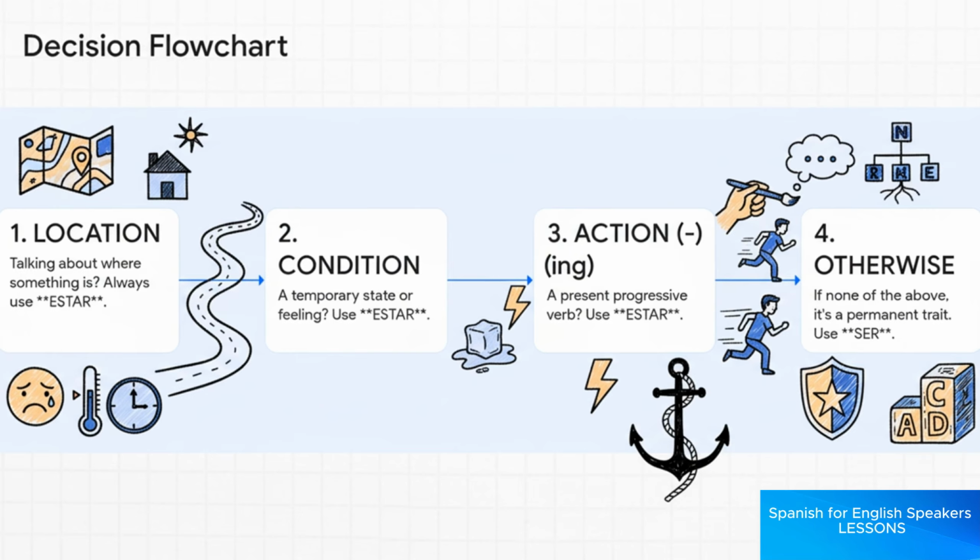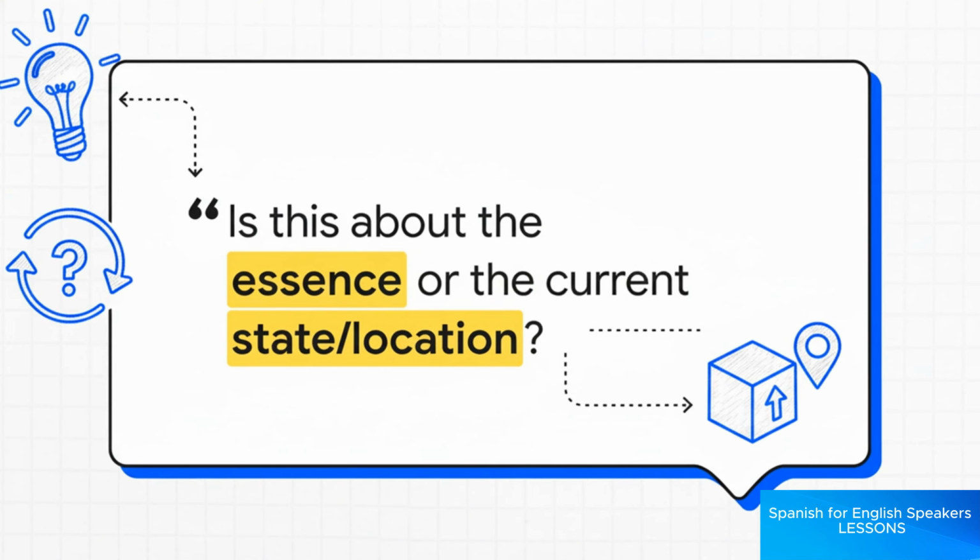Is it a temporary condition, a feeling, or an action happening right now? If yes, it's estar. And if you said no to all of that, well, you're almost certainly talking about a permanent trait, and that means you need to use ser. When it all comes down to it, all you have to do is ask yourself this one simple question before you speak. Am I talking about the fundamental essence of this thing, or am I just talking about its current state or where it is right now? If you can answer that, you've cracked the code. That is the real key to finally mastering ser and estar.